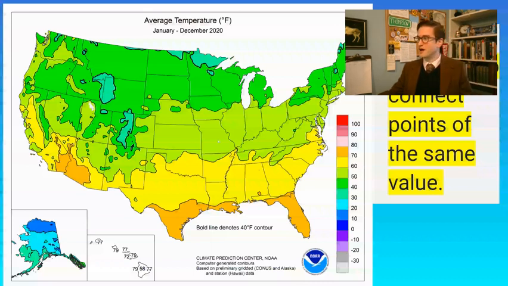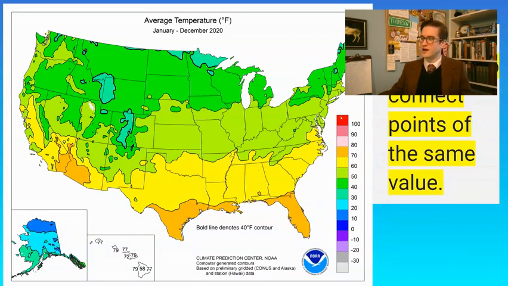Second type of map is an isoline map. Iso means same, line means line. A line will then be drawn to show you where phenomena are the same. So oftentimes these are going to be used for climate or soil or here average temperature. So you can draw a line all the way across the United States showing places where the average temperature between January and December in the year 2020 was around 50 to 60 degrees.